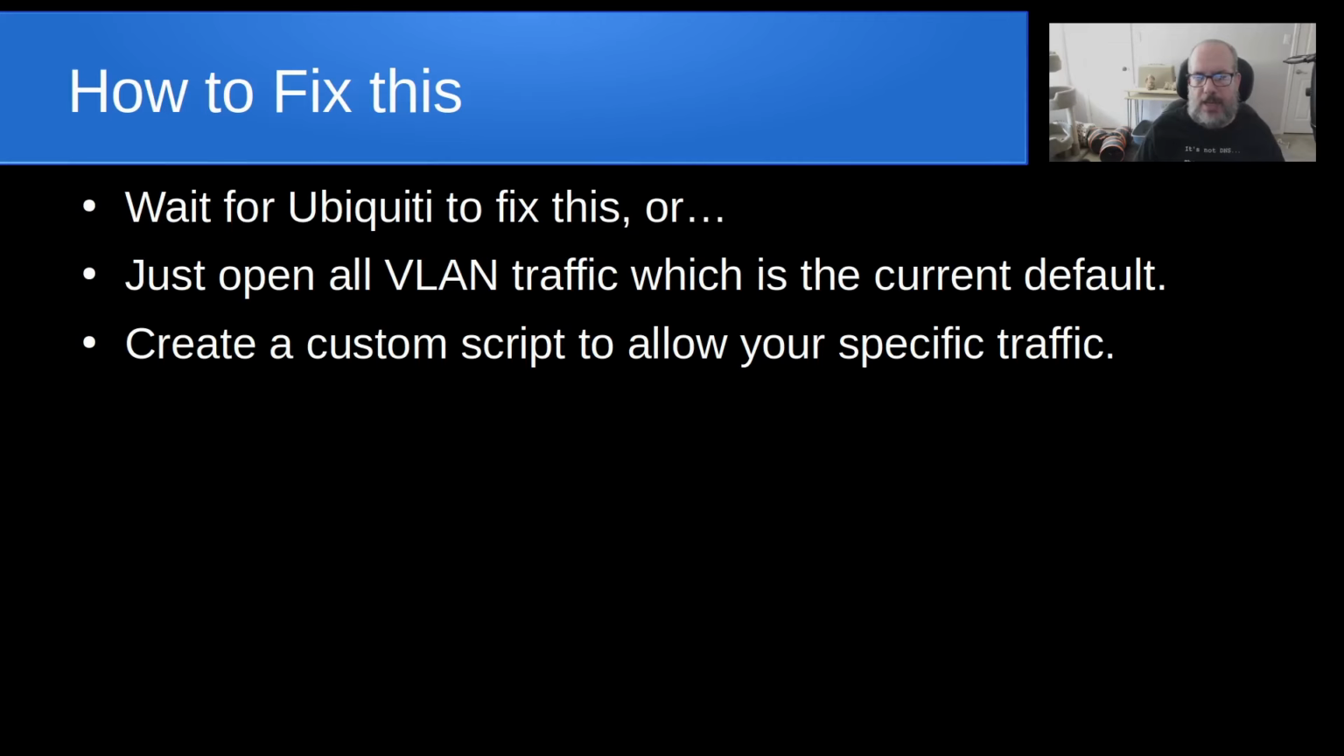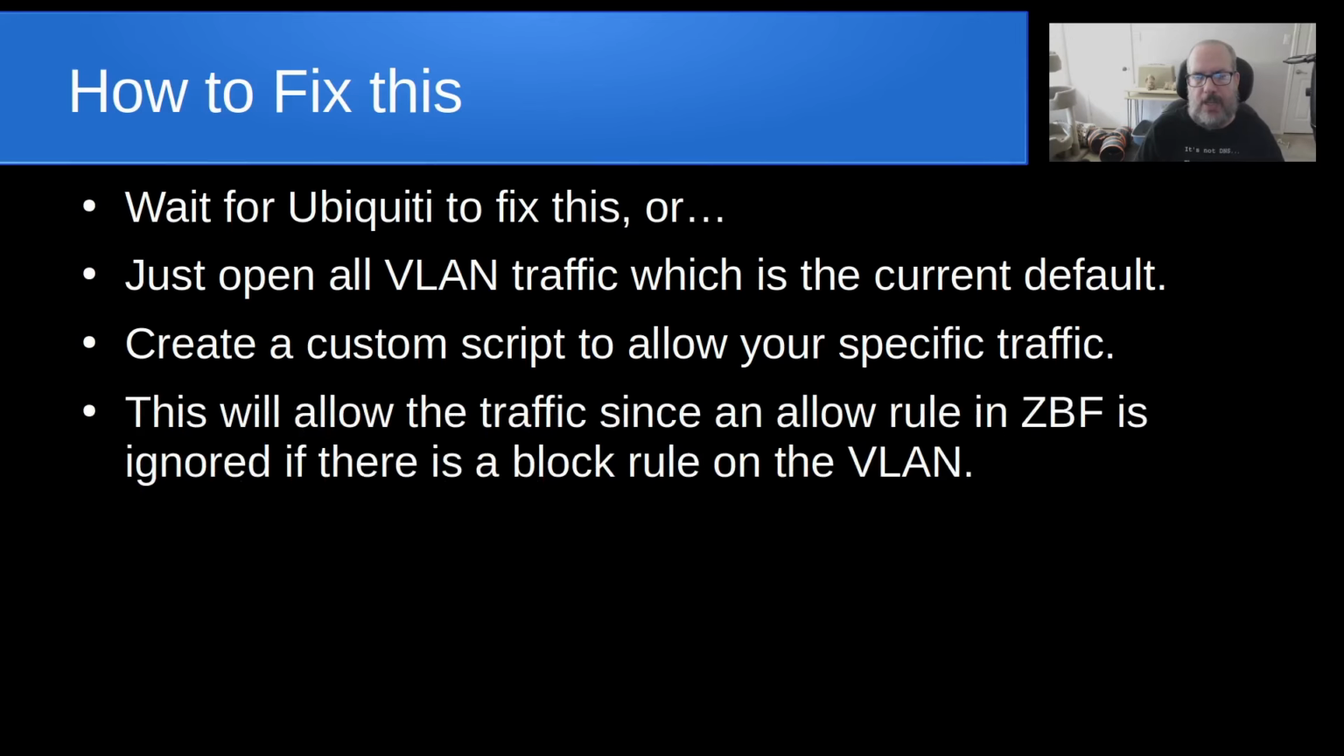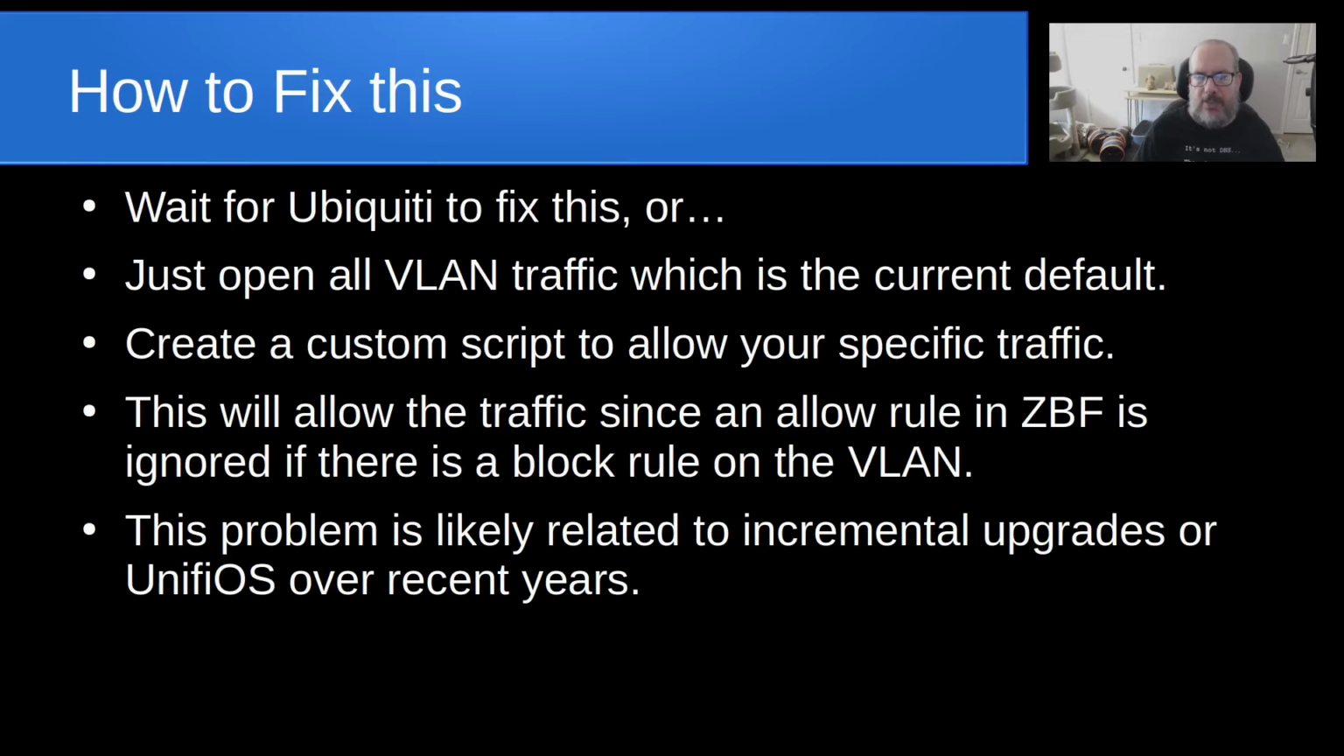So I came up with the idea of creating a custom script to allow your specific traffic, since no matter what I did with ZBF policies, I could never get there. This will allow the traffic, since an allow rule in ZBF is being ignored if there is a block rule on that particular VLAN. This problem is likely related to either incremental upgrades or just upgrades to Unifi OS over recent years. I'm led to believe that if you're installing a new Unifi Cloud Firewall you might not experience this problem, but I think you'll experience it if you have upgraded over the years, and particularly if you've upgraded to the zone-based firewall.